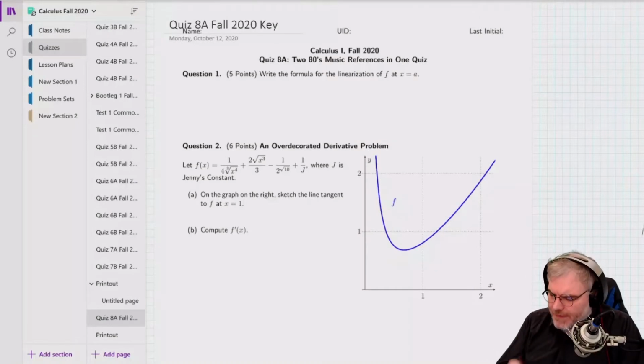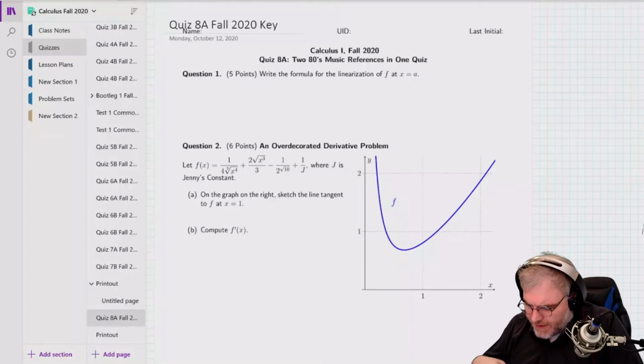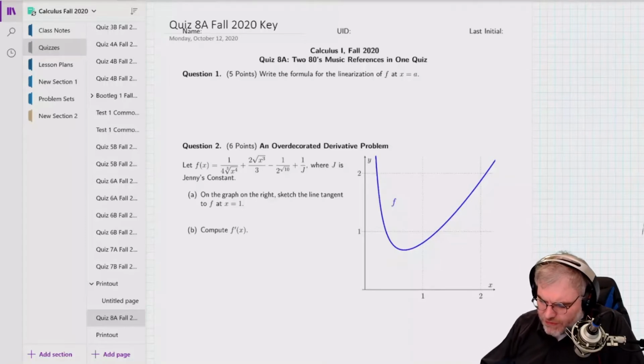Okay, so let's go ahead and go over this quiz. There we go. All right, write the formula for the linearization, which is, of course, the formula I gave you at the end on Thursday. And that is this, right? So it's L. F A. So this is at X of A.